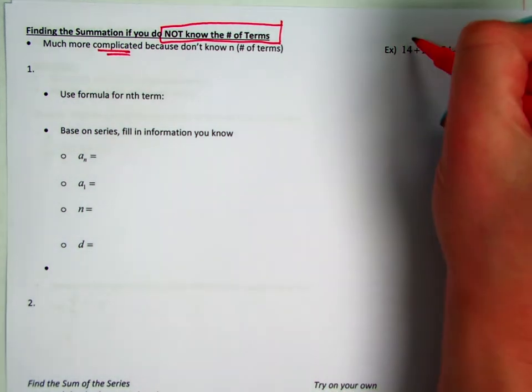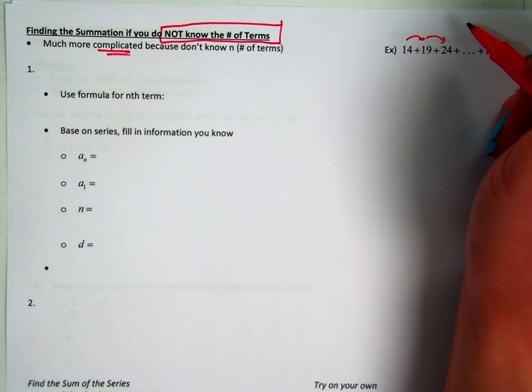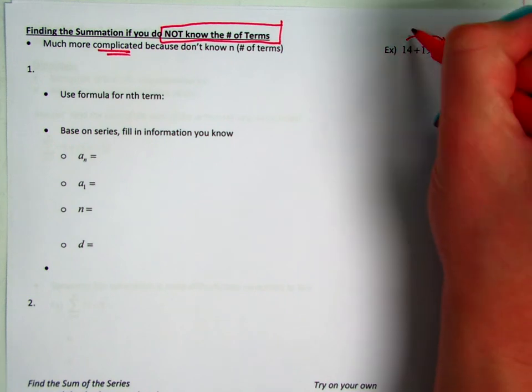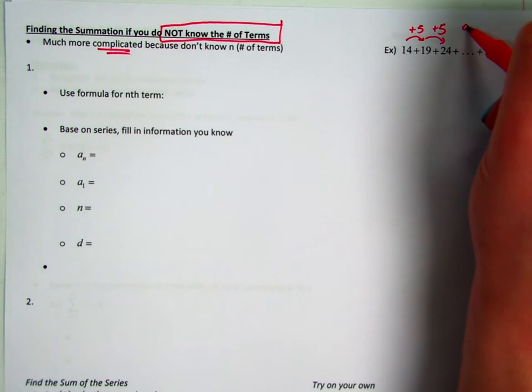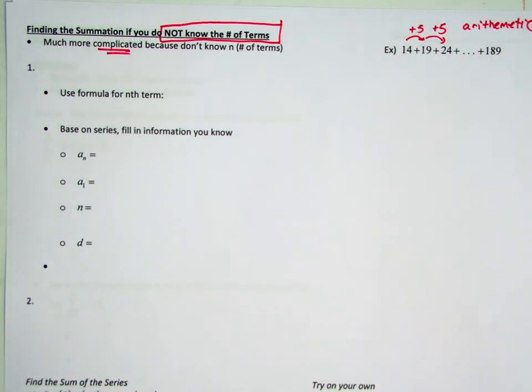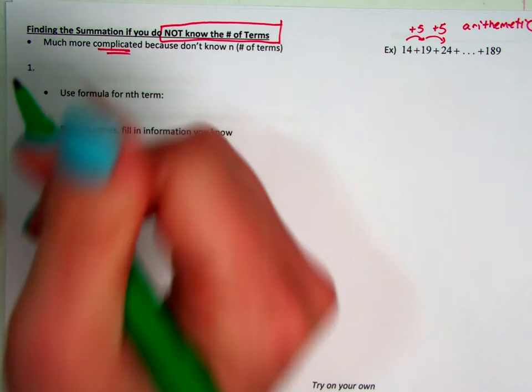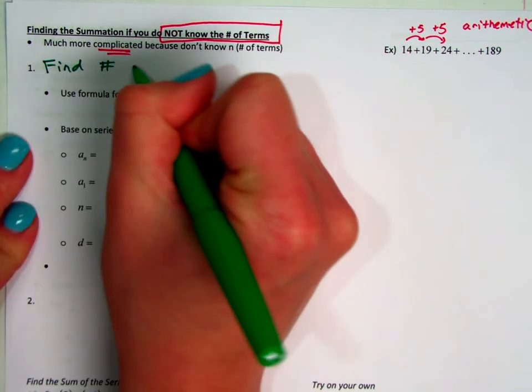Again, the first step should always be to check to see that it's arithmetic. So what do we have to do to get from one term to the next? 14 plus 5 would give me 19, and 19 plus 5 would give me 24. So I know that, yes, it is arithmetic. Now that I know that it's arithmetic, I can start working through this. Because I don't know how many terms there are, step one is to find the number of terms.